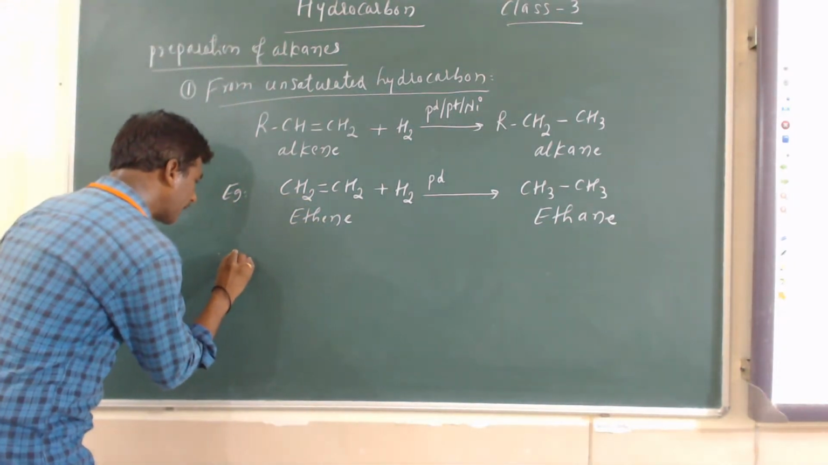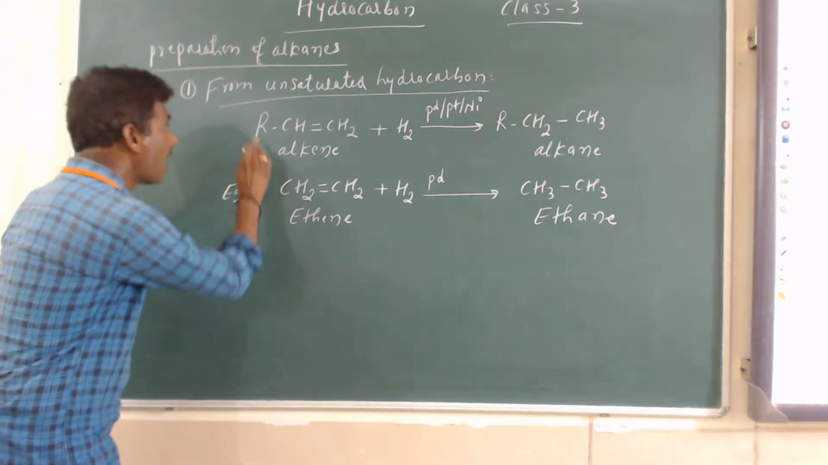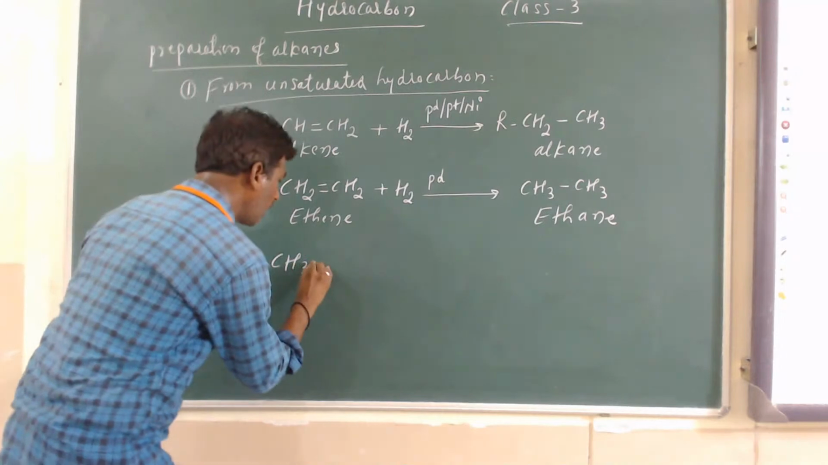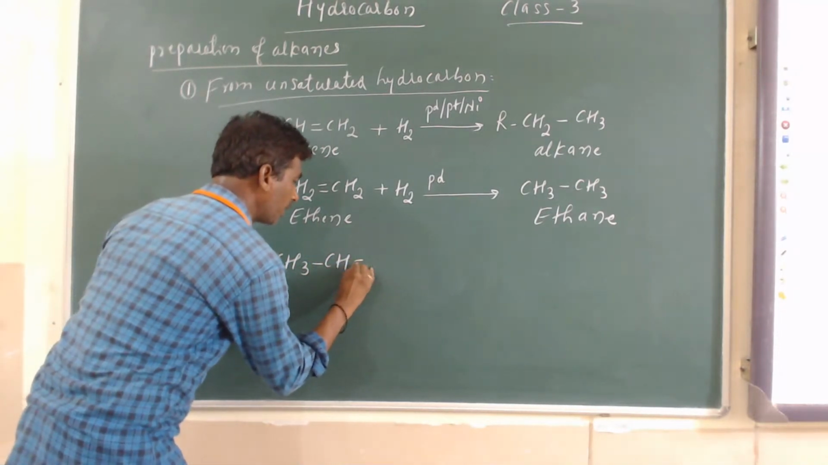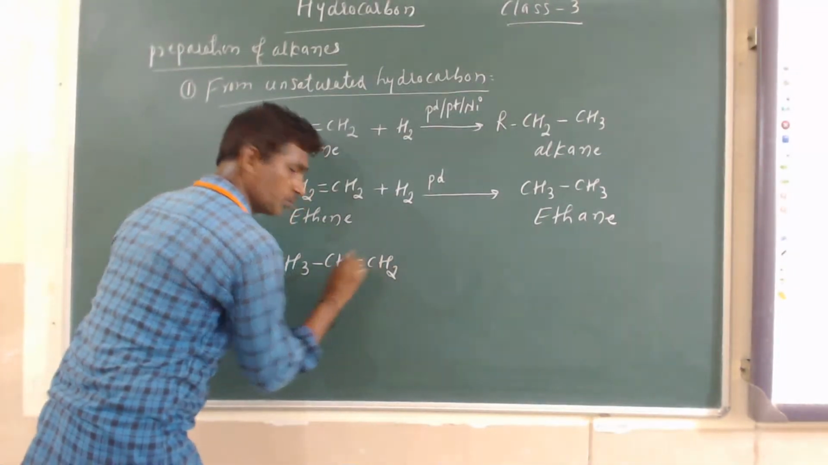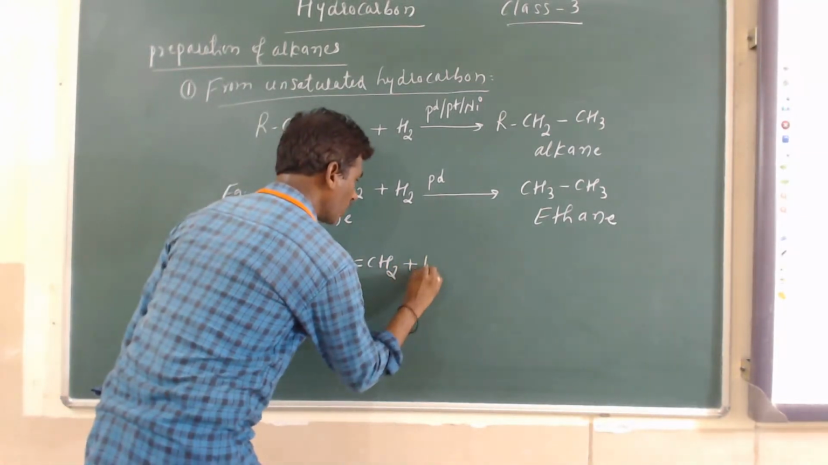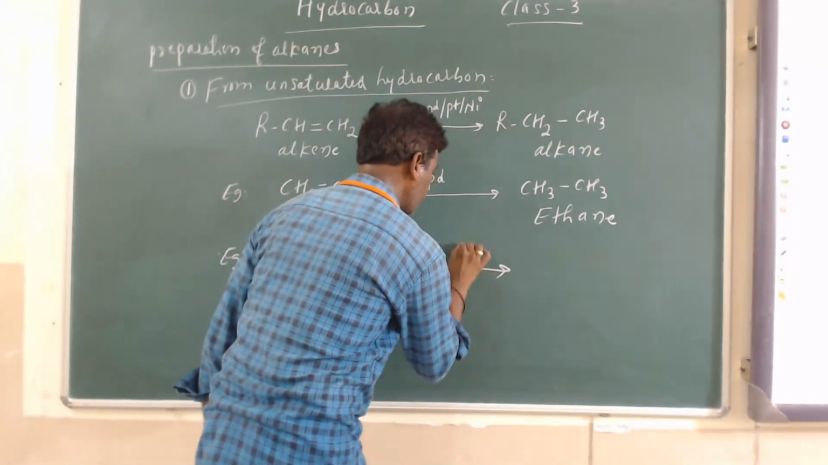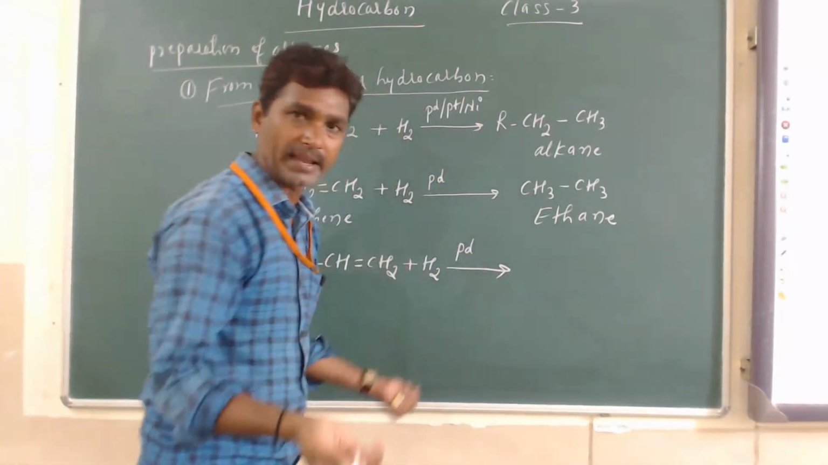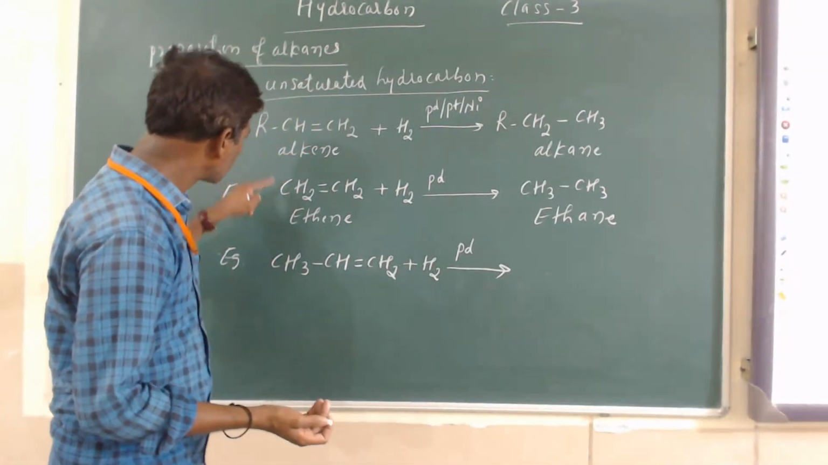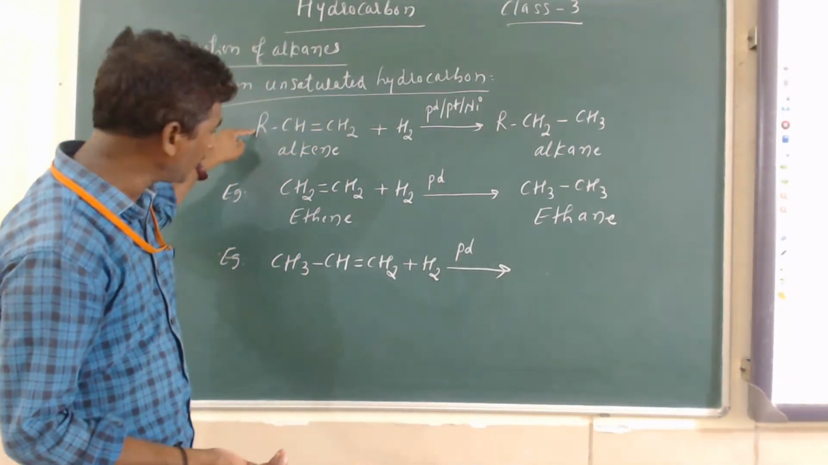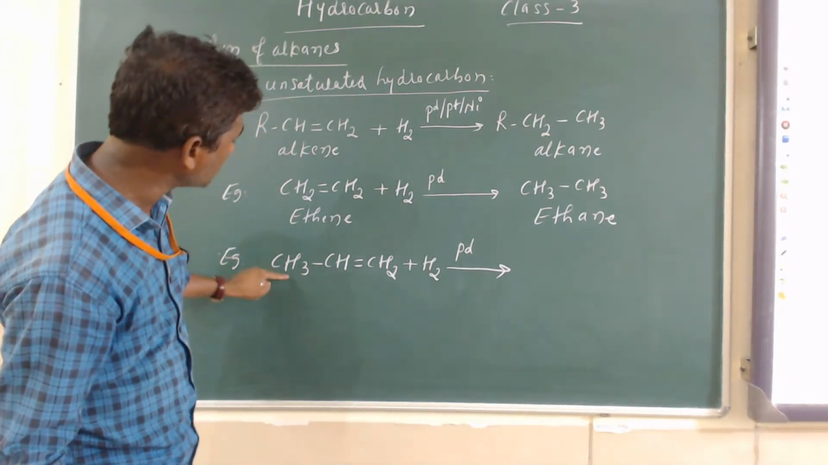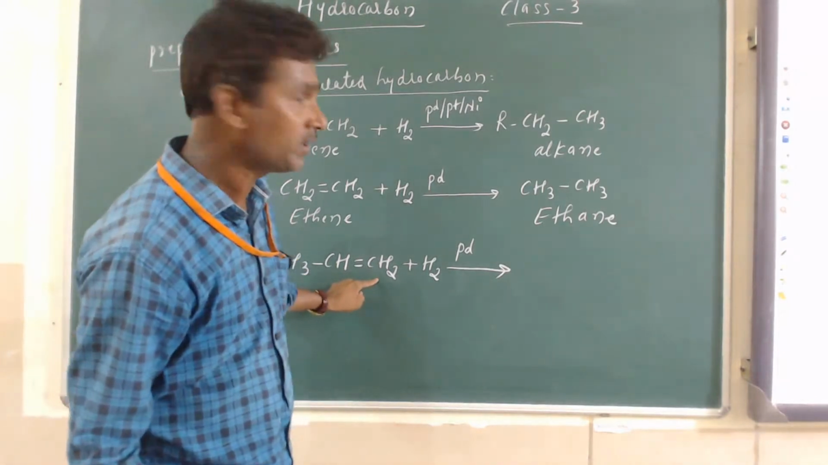Now one more example I can take. R I can take as CH3. Now it is CH3-CH=CH2 plus H2. In the presence of the same catalyst, either palladium, nickel or platinum. In the first example R is H, so it is CH2=CH2. In the second example R is CH3, so CH3-CH=CH2.